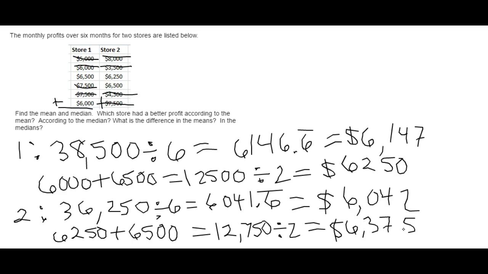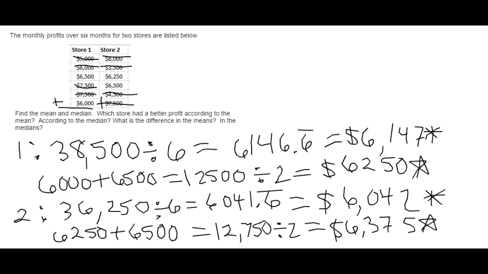So then they ask us a couple of questions about this. They say, which store has a better profit according to the mean? So the mean, then store 1 has the better profit. They made more overall for this average. Which store had a better profit for the median? So for the median, then store 2 had a better profit. So definitely looking at the different measures can have different results. And why that may have had a different result is whether they had outliers or not.